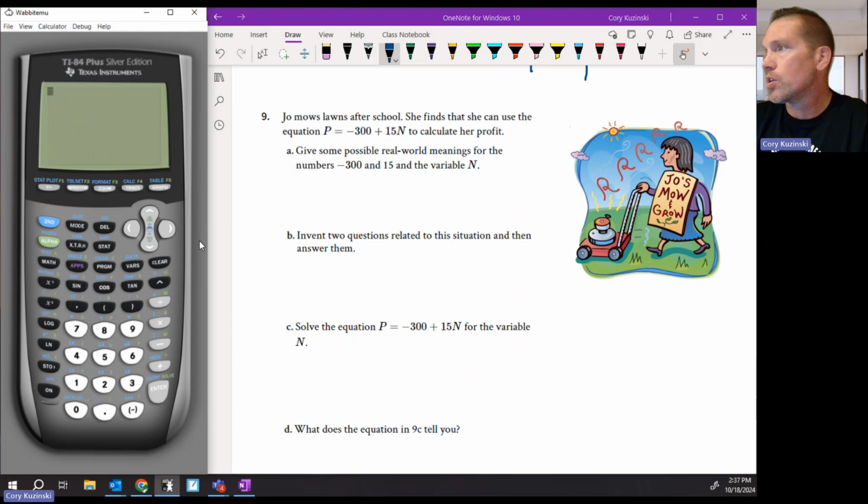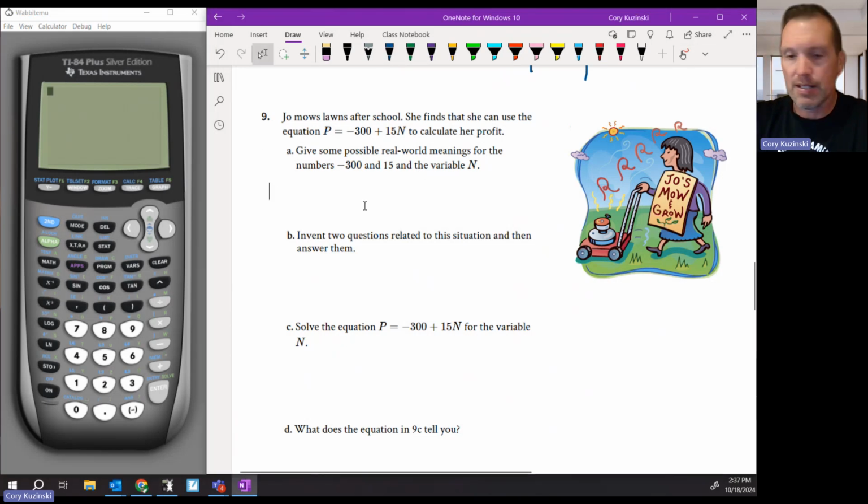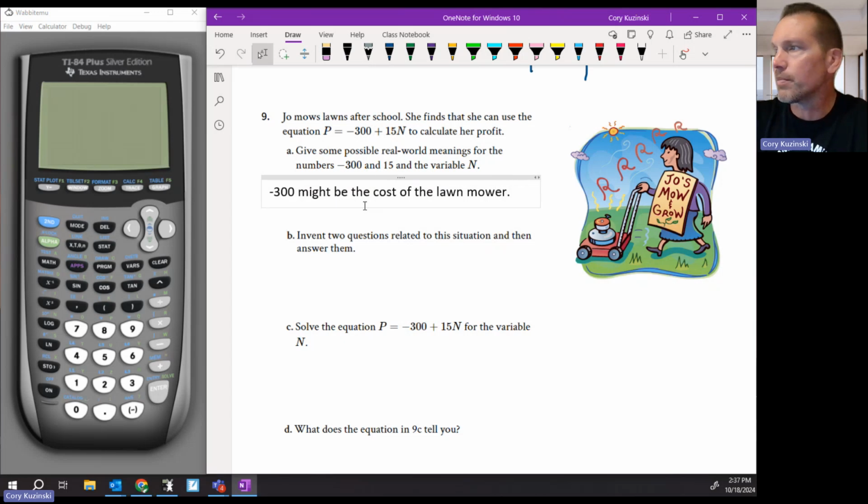All right. Joe mows lawns after school. She finds that she can use this equation to calculate her profit. Give some possible meanings of these numbers. All righty. I think minus 300 might be the cost of her lawnmower. So, like, she's starting $300 in debt, something like that.